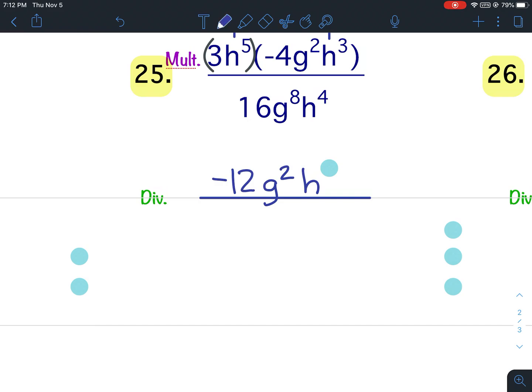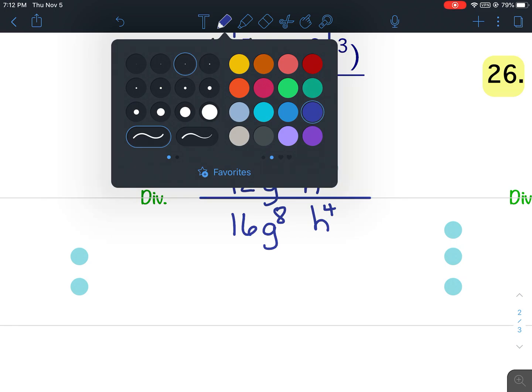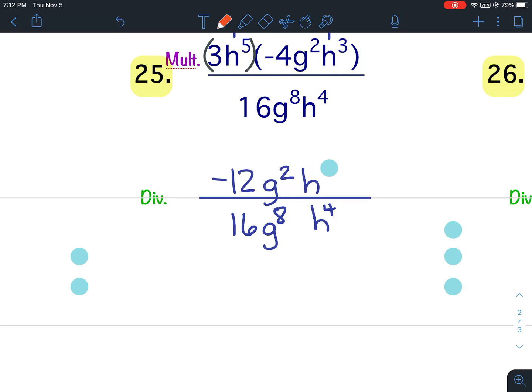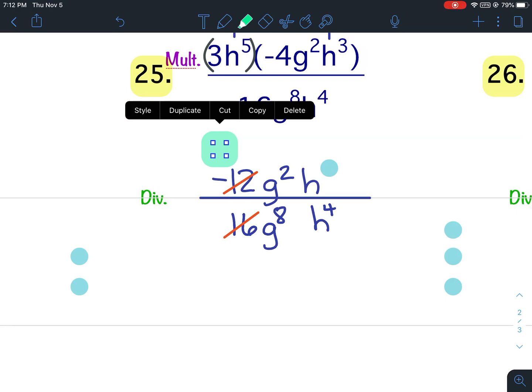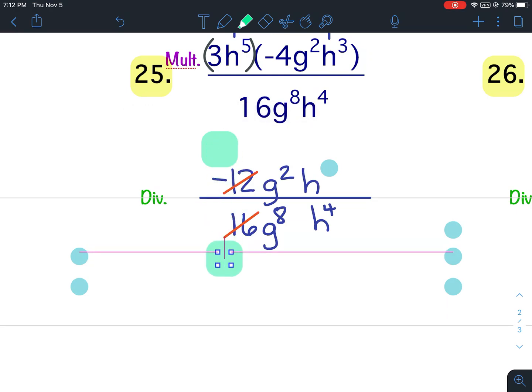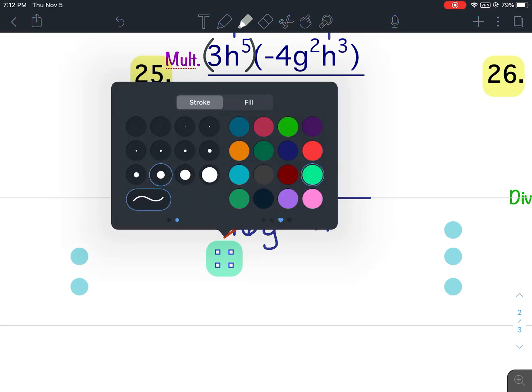I'm just going to bring the denominator down. So I've got 16 g to the 8th, h to the 4th. Now I divide. Start with my coefficients. Use the fraction button. I'm not going to tell you what that is. Whatever you got in the calculator, the one number will go in the numerator, and then the other one will go in the denominator.